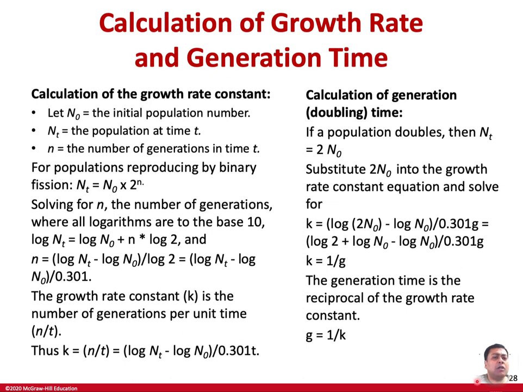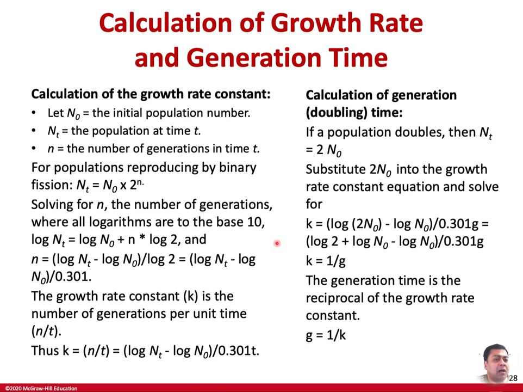And again, we are not going to go into the mathematics, just to have an overview of what it is. N0 is the initial population, Nt is the population at time t, and n is the number of generations in that time. So from here, you can find that Nt, the population at time t, is N0, the initial population, multiplied by 2 to the power n. And that's the formula to calculate the population that is reproducing by binary fission.